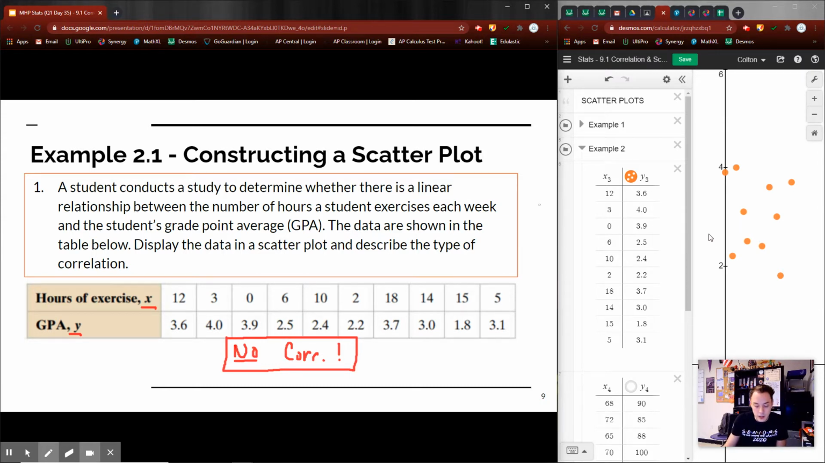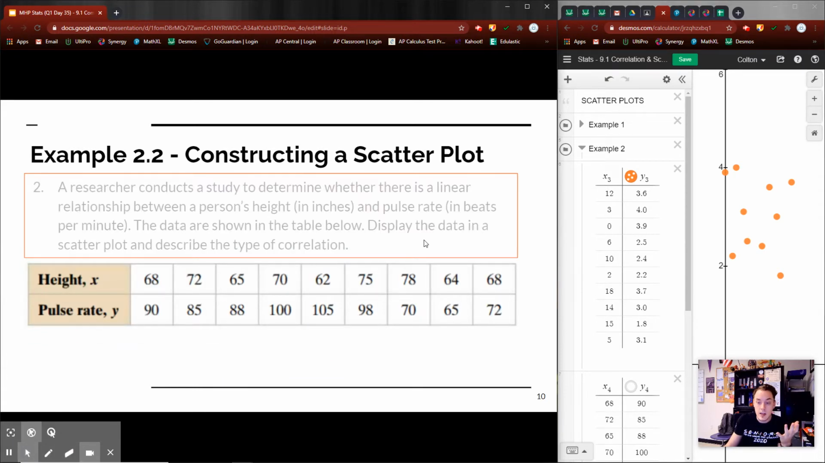There's no correlation between the number of hours a student exercises each week and the student's related GPA. There's no correlation there. See how simple that is? It's awesome. It's very, very simple indeed. Really hardly any mathematics involved, just using the calculator.